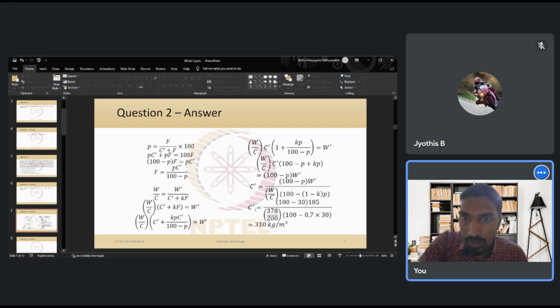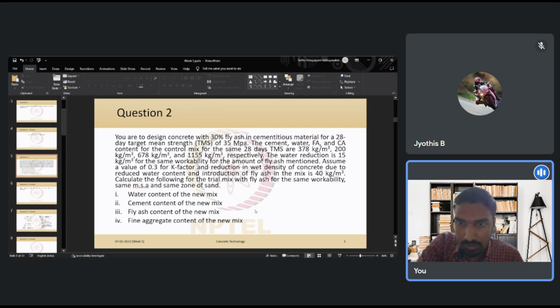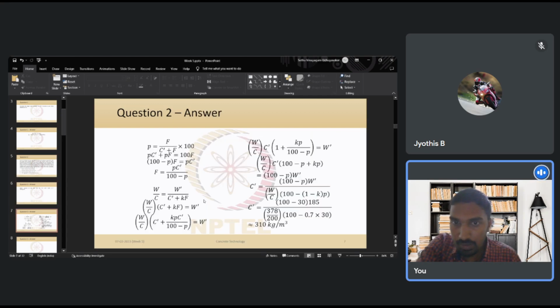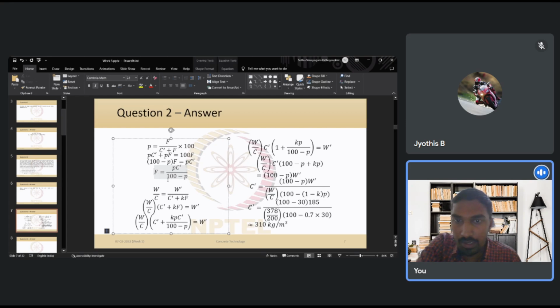Okay, so the third question is to find the fly ash content of the new mix. We already have the equation for that. We first derived the fly ash content of the new mix in terms of the new cement content. So this is the equation that we need.